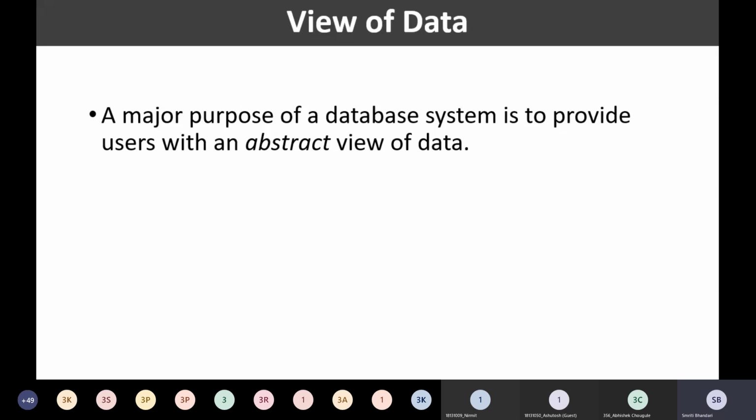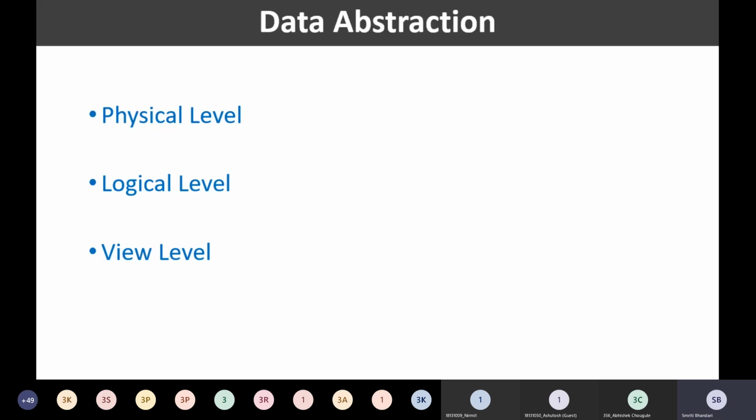We have, in fact, three levels of data abstraction: physical level, logical level and view level. With the help of these three different data abstraction levels, the database management system developers provide abstract views to different kinds of users. So let us begin with physical level data abstraction.